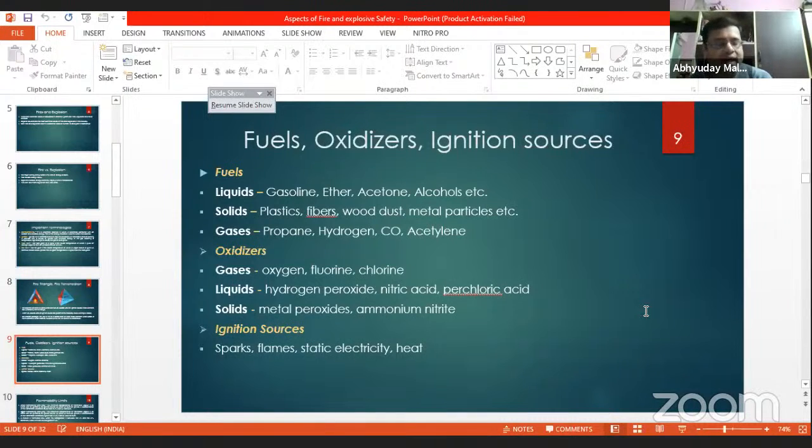Oxidizers which help in burning: there are gaseous oxidizers like oxygen itself, also fluorine, chlorine, etc. Liquids that can act as oxidizers are hydrogen peroxide, perchloric acid, nitric acid, etc. Solids which can act as oxidizers are metal peroxides like sodium peroxide, potassium peroxide, ammonium nitrites, etc. These can cause oxidation or combustion of a fuel. Ignition sources can be of various types like sparks, flames, static electricity, a large amount of heat. All of these may trigger ignition of a flammable substance.